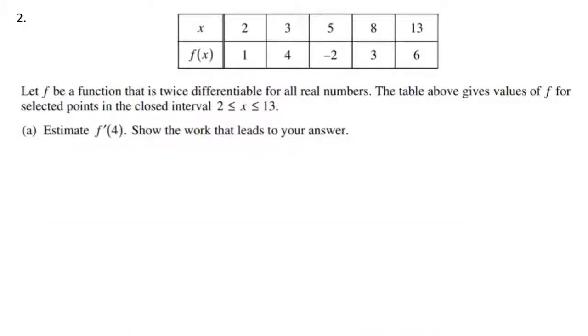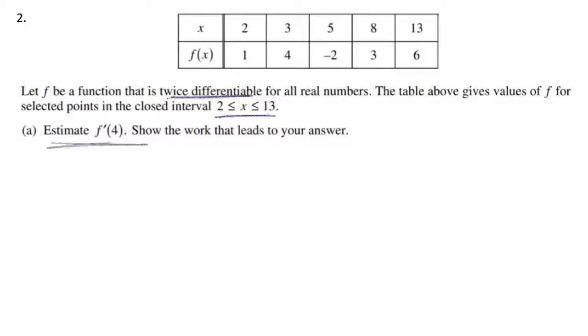Okay, for number 2, this is a review of something we did in the very beginning of the school year, and it looks like it's a good idea to review some of these. F is a function that is twice differentiable, so therefore we automatically realize, hey, we are continuous. So the function is twice differentiable for all real numbers. The table gives us values of F for selected points over this interval from 2 to 13.